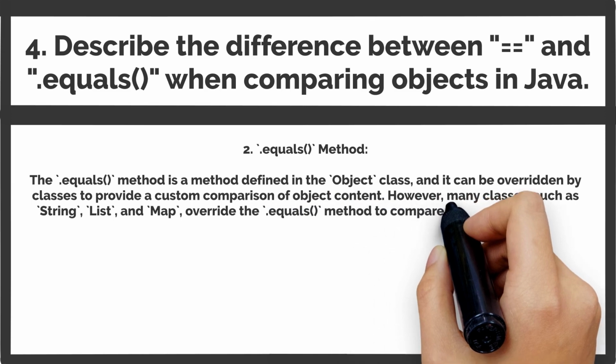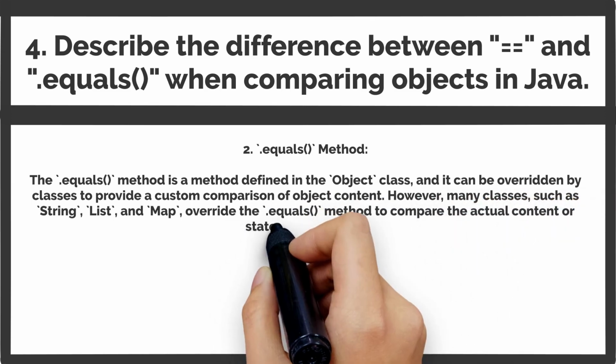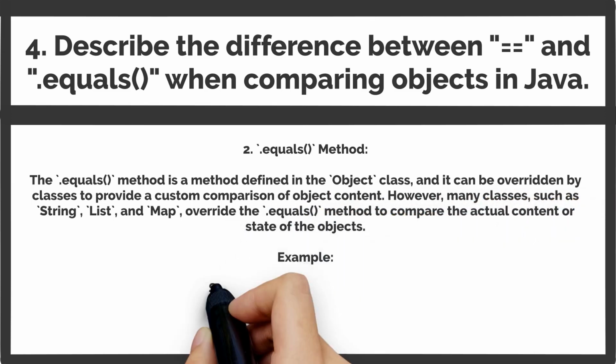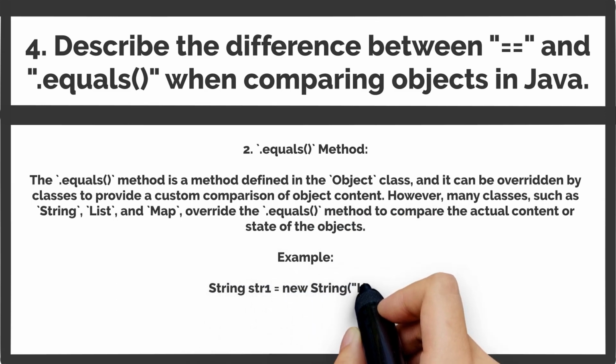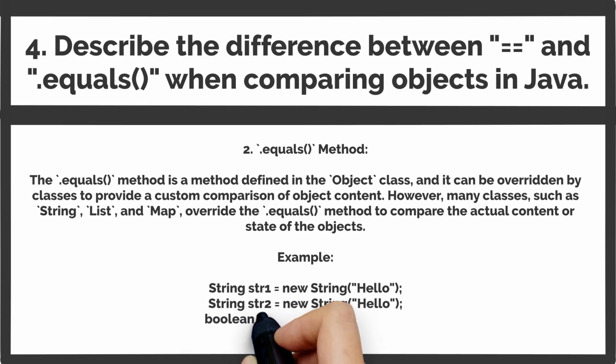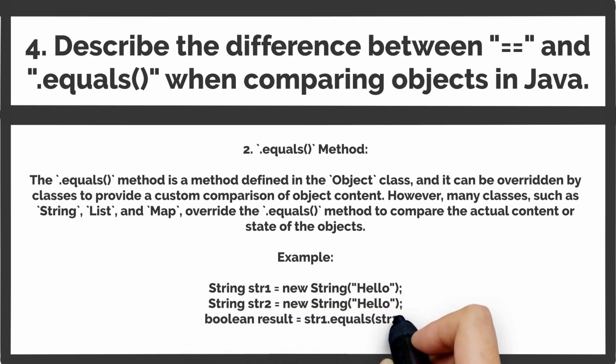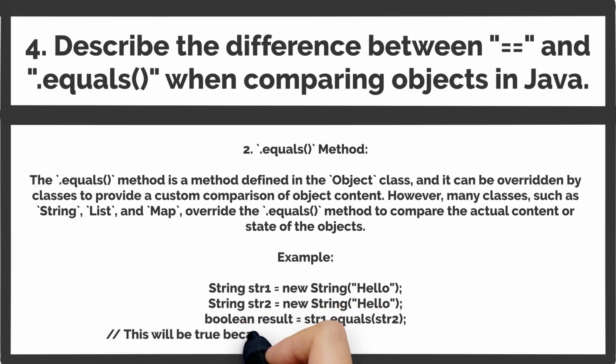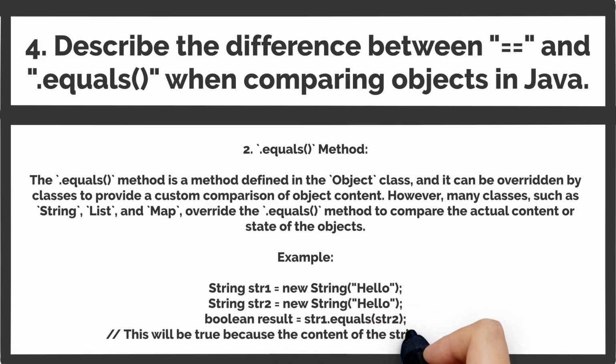state of the objects. Example: String str1 = new String("hello"); String str2 = new String("hello"); boolean result = str1.equals(str2); // this will be true because the content of the strings is the same.